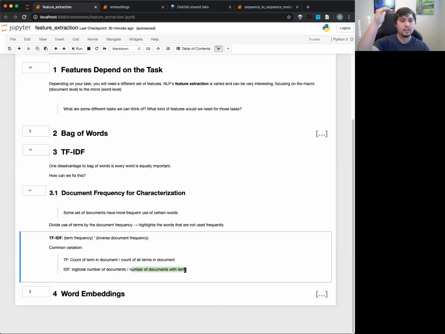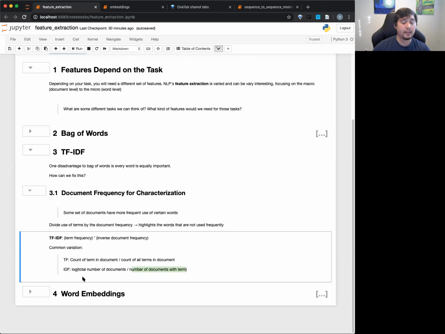If you have different documents, and documents could be like tweets, right? They don't have to be super long. I'm talking about text, but they can even be sentences within a book. So the idea there is, how many documents actually use that term, okay?